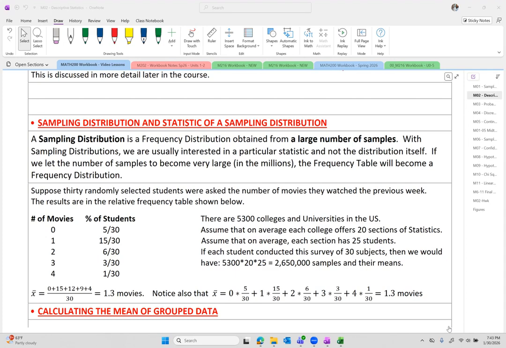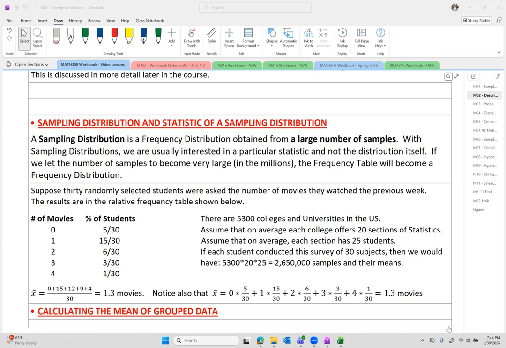So you are interested in, let's say, the average of the sample, in the median of the sample, in the variance of the sample. You are interested in the proportion of observational units in the sample that have a certain characteristic. If we let the number of samples become very large, in the millions, then the frequency table will become a frequency distribution. So in a significant portion later in the course, we will talk about the distribution of the sample mean, or the distribution of the sample proportion.